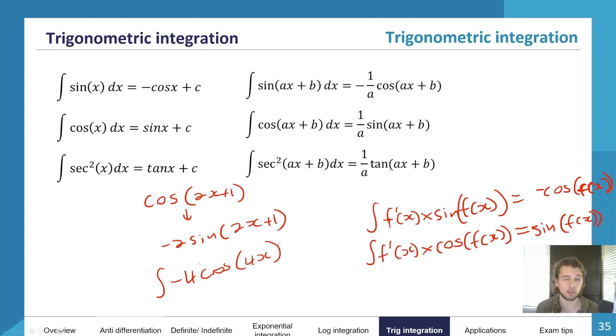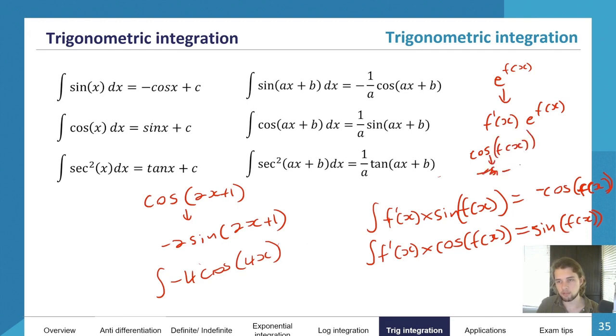I don't think they give it to you in the formula sheet. I don't know why. But to be honest, it's very similar to when you differentiate: when you derive f(x), you get the derivative of f(x) out the front. Cos and sine are a bit different. If you derive cos f(x), you get the derivative of f(x) out the front multiplied by negative sine f(x).